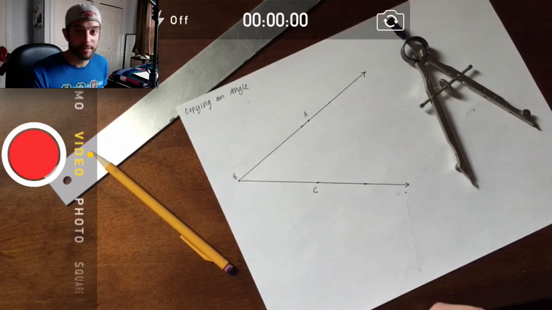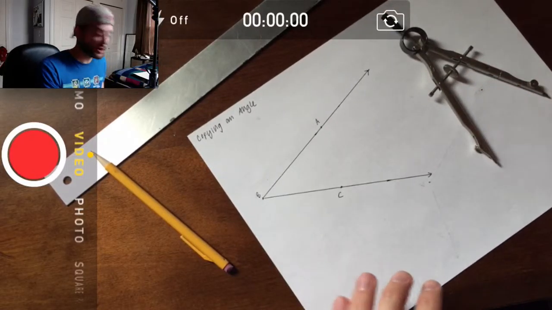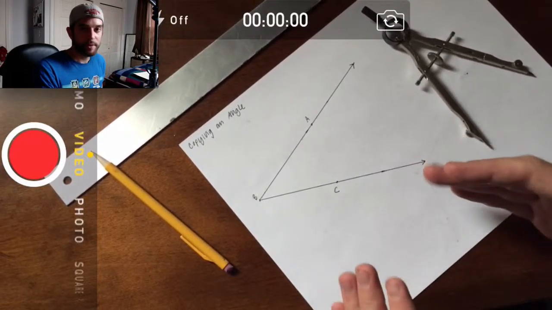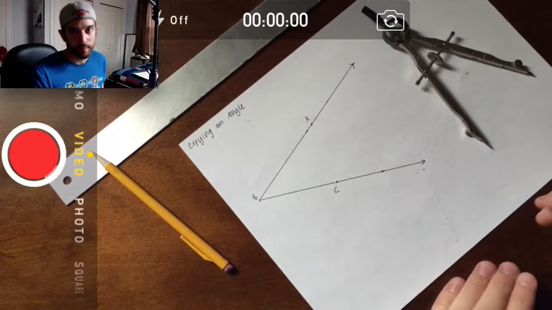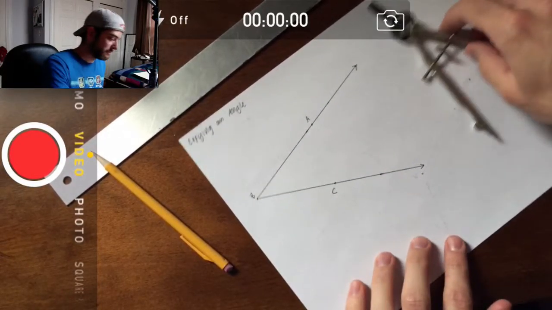Now I'm going to do two examples for you. One is an acute angle and one's an obtuse angle. So we'll start with the acute angle. We want to copy angle ABC to make A prime, B prime, C prime.